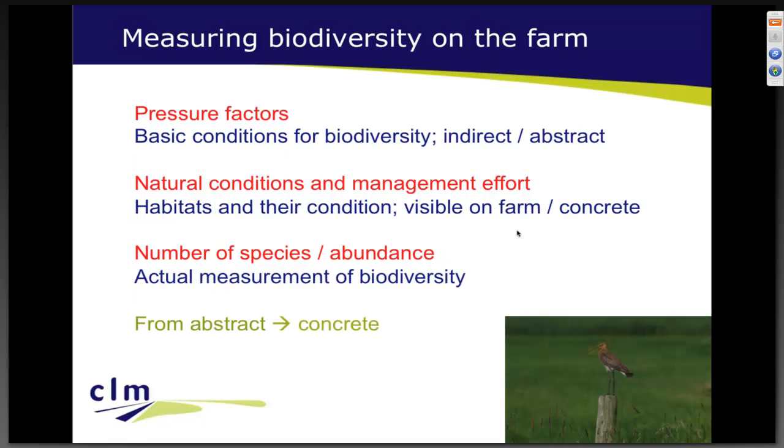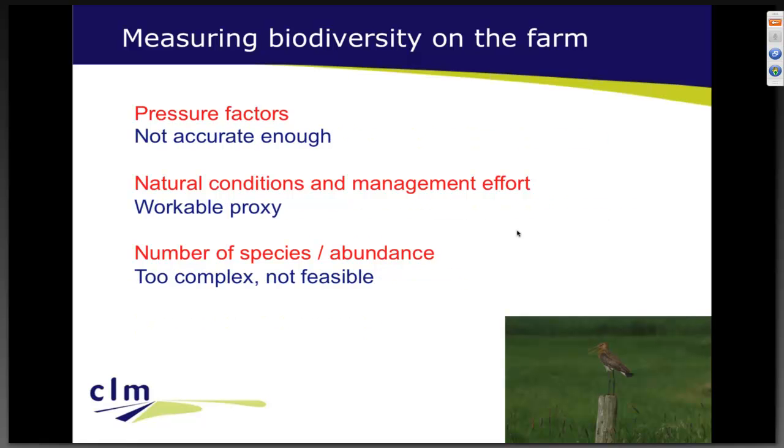The pressure factors are the basic conditions, but that's very indirect and abstract. The natural conditions and management effort bring it close to habitats and the condition for species on the farm. They're visible and they're concrete. And the number of species are actual measurement of biodiversity, from abstract to concrete, but the pressure factor is not accurate enough. And the number of species at the bottom, they're just too complex. No farmer is going to count butterflies or beetles. It's not going to work, even if biologists say that's what biodiversity is.